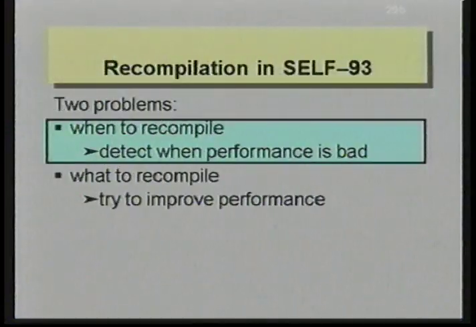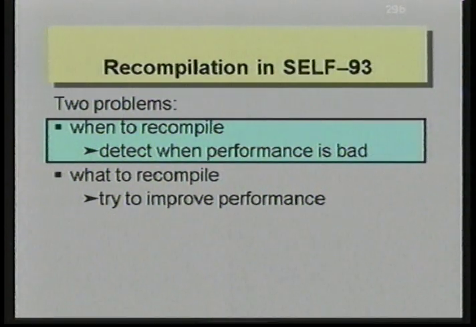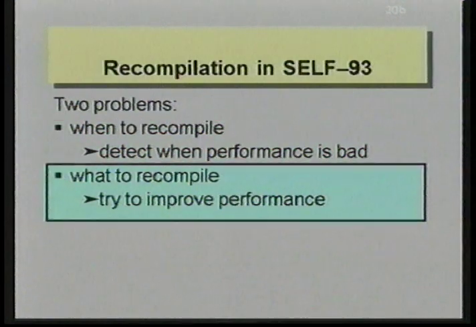Now, how does this actually work? How does the system recompile methods as needed? There are two problems that we need to address. The first problem is that the system needs to detect when performance is bad. So we need to detect that something needs to be done. And the second problem is what to do in that situation. So how to best improve performance. First, let's look at when to recompile a method. So how do you detect if we're spending too much time in unoptimized code?